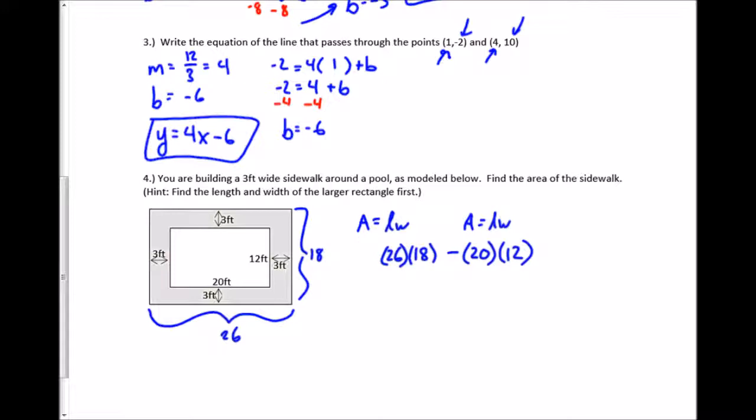So here I end up with a 468. Here I end up with a 240. And so now I just subtract these two things, and it looks like it gives me a 228. Okay, and that looks like square feet. And that's it. So we take the area of the whole thing, we subtract the area of the rectangle inside, leaves us with the sidewalk.